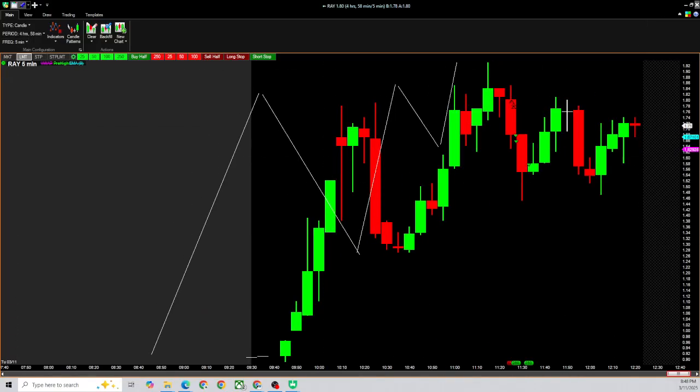There's 2 other types. This is the most common. I like to see a 5-wave structure, and then at that point, it's kind of game time for shorting.